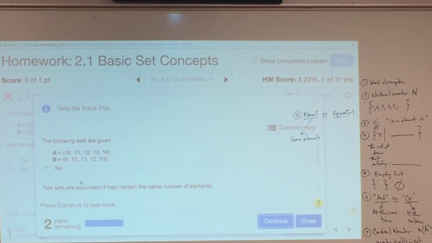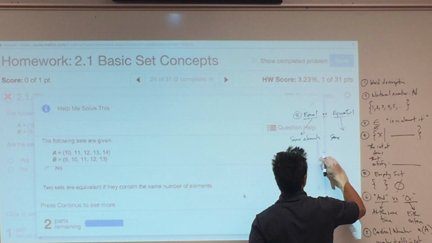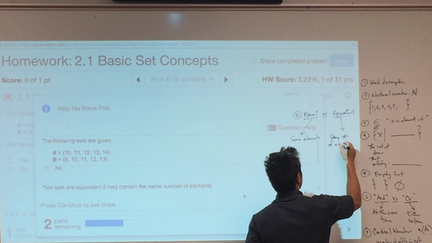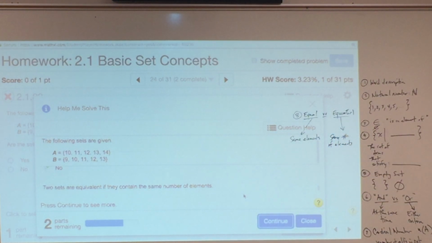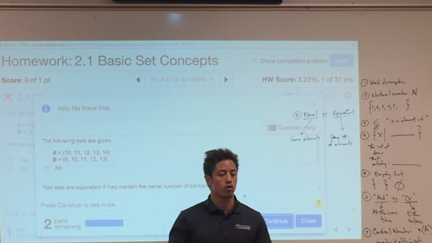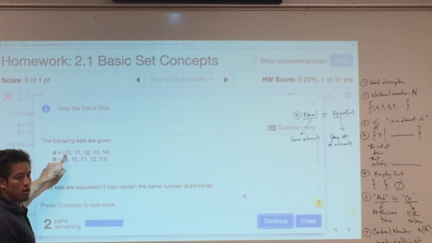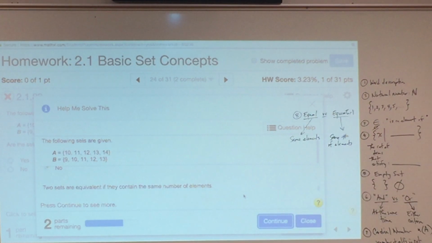Equivalence is if they have the same number of elements. So it's a little bit easier, in a sense. Equal is a little bit harder potentially because you have to have the same exact elements. Equivalence has its own difficulties because you have to have the same number of elements. So, in other words, are the cardinal numbers the same? And the answer is yes. 5 elements here, 5 elements here, they're equivalent. Does that make sense, guys?